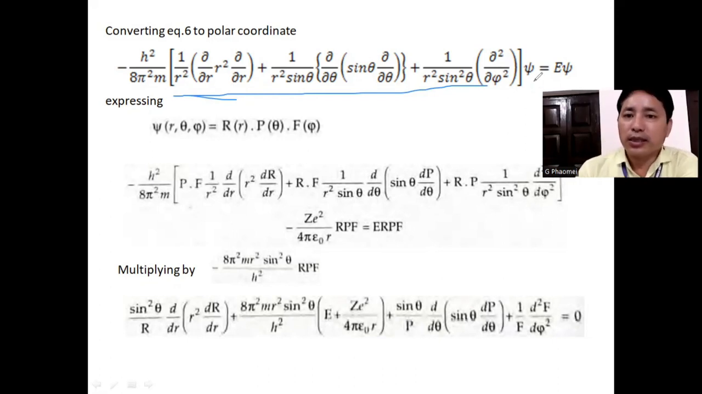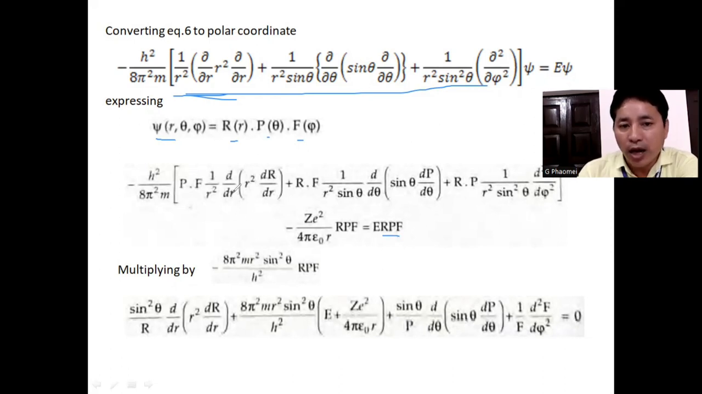Now we know that this psi has three variables, that means r, theta, and phi. Therefore, instead of writing psi only, we can write R, P, and F, where F is a function of phi, P is a function of theta, and R is a function of r. So if we make it into these three parts, we can do the separation of variables of these polar equations. For the separation of variables, first we divide these equations by the same psi, as psi is given here as R P F.